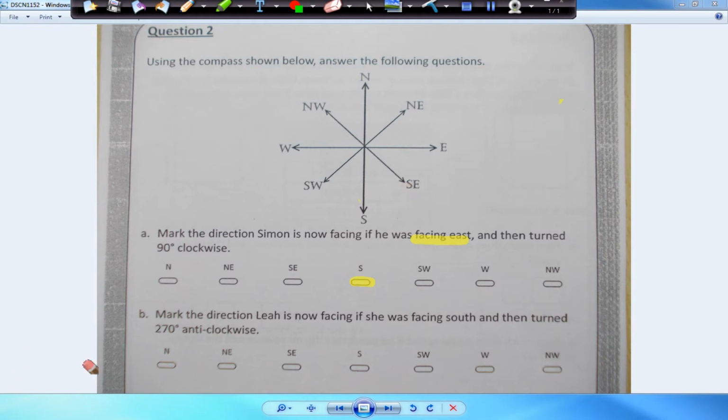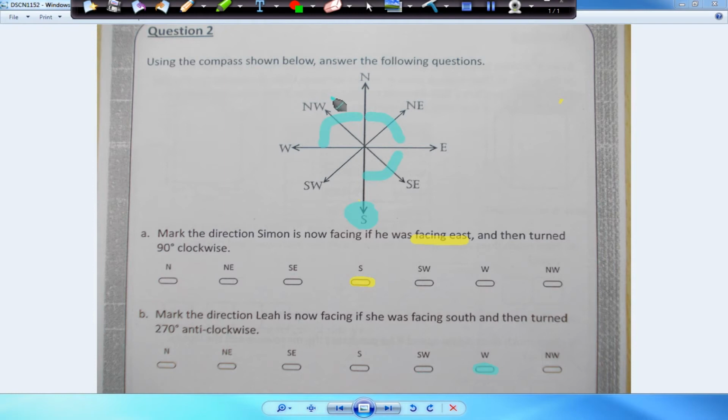Okay, right. Mark the direction Leah is now facing if she was facing south. So let's put Leah facing south. Then turn 270 degrees anti-clockwise, which means the opposite direction of the clock. So that's 90, another 90, and another 90. Which way will she be facing? West. West is best.